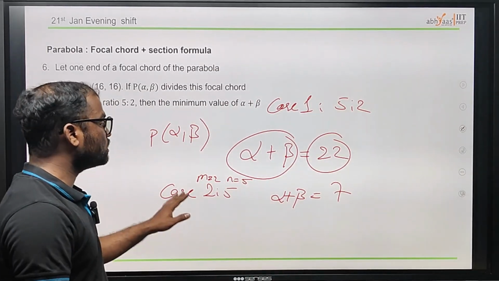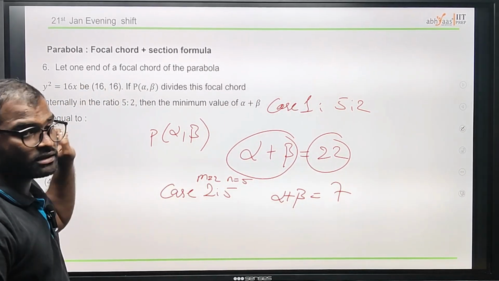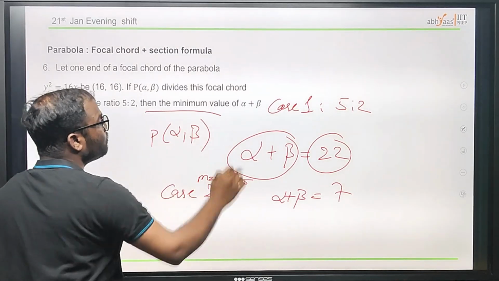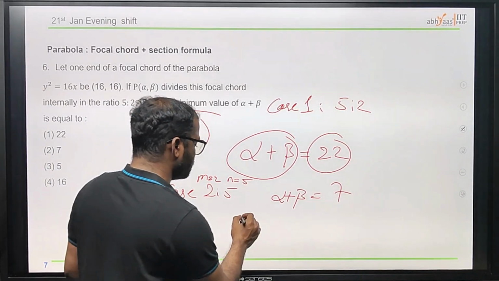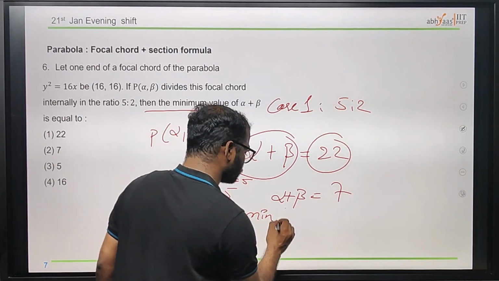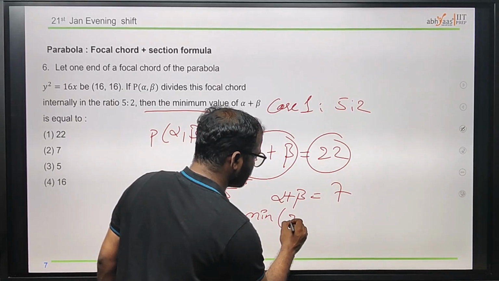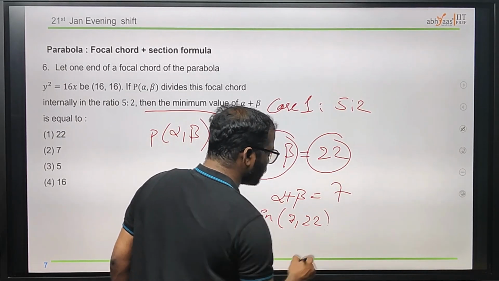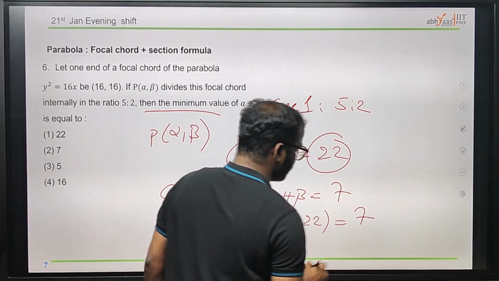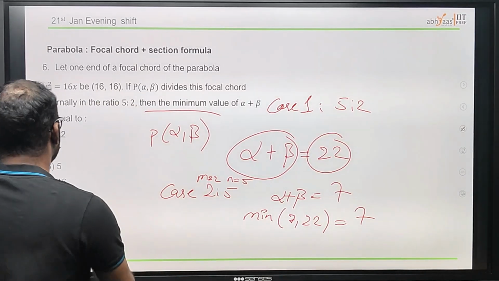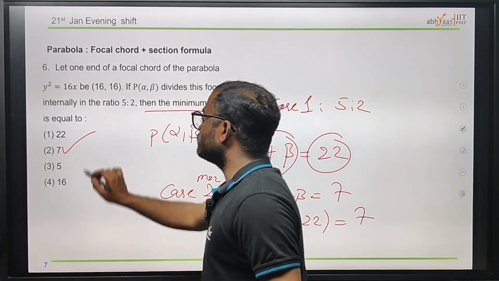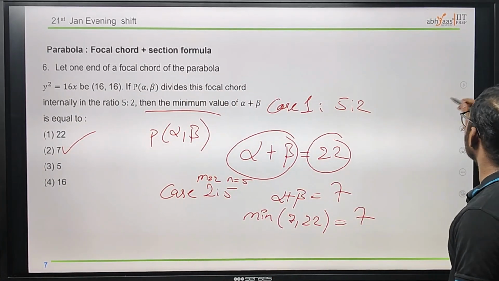Now we got the two values for the two cases, but they asked about the minimum value of alpha plus beta. From 7 and 22, the minimum of those values will be 7 only. Therefore our answer will be 7. That is the case here.